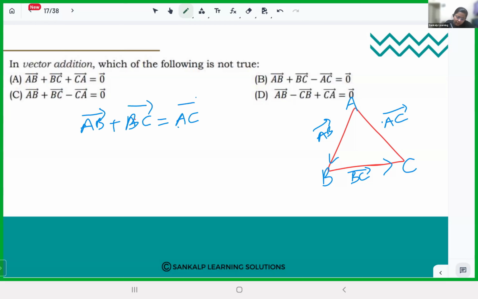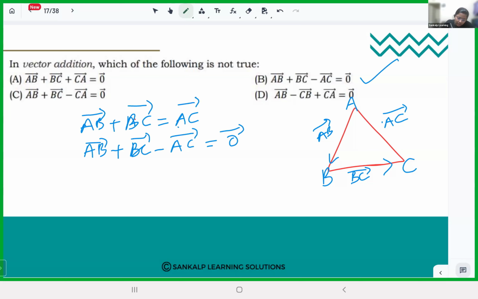So this can also be written as vector AB plus vector BC minus vector AC. I can take this AC to the left side, right? So it is equal to vector 0, isn't it? So from this you can say that option B is true. Alright, option B is true.